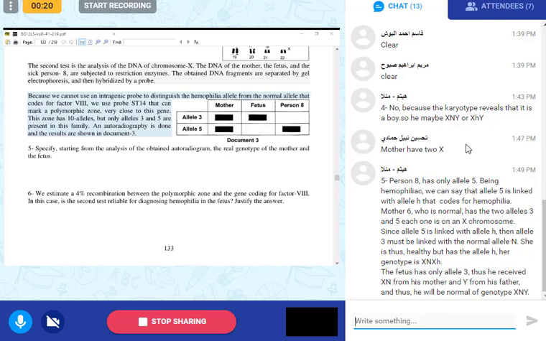Now, the fetus has only allele 3. Thus, he received XN from his mother and Y from his father, and thus he will be normal of genotype XNY.